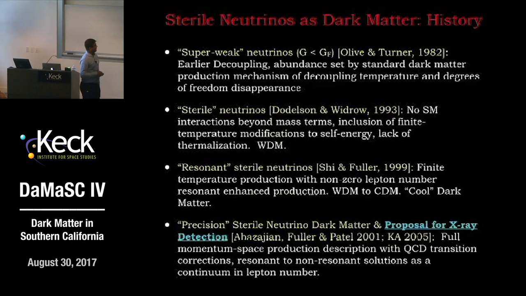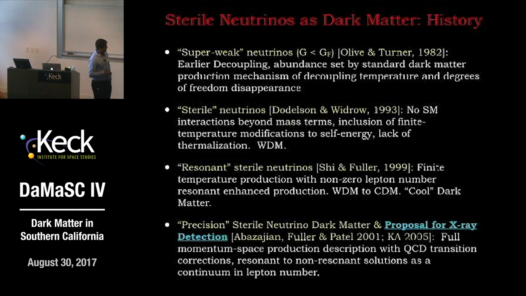And both of these papers had pretty big approximations in the calculations of the production, and we relaxed some of those to do it more accurately, and the production occurs through the quark-hadron transition, so you have to take that into account with the number of species changing, the time-temperature evolution changing. And also, there's a single parameter that connects these two models, which is the lepton number of the universe, where you have non-resonant to resonant production. So that's just a kind of a parameter to look over. And so we looked at that.